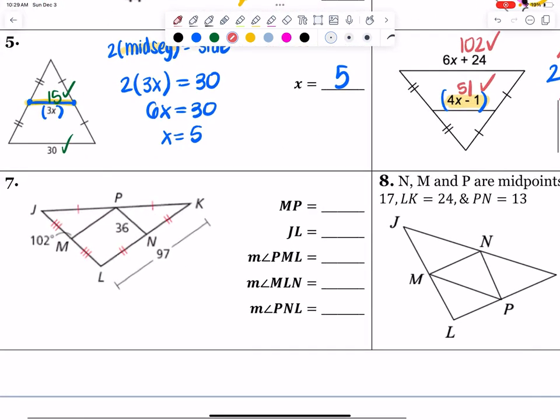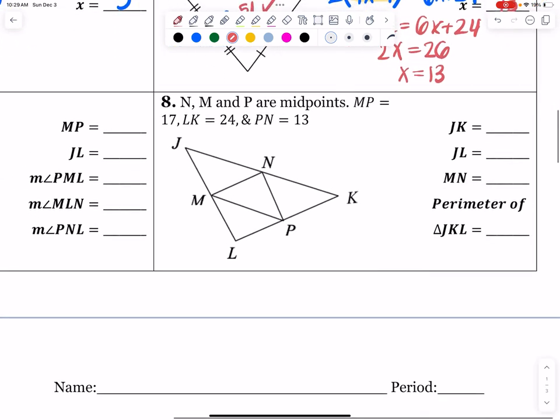All right. We're going to skip this one because this is just like a few of the other ones we just did. So we're going to move on to number 8.